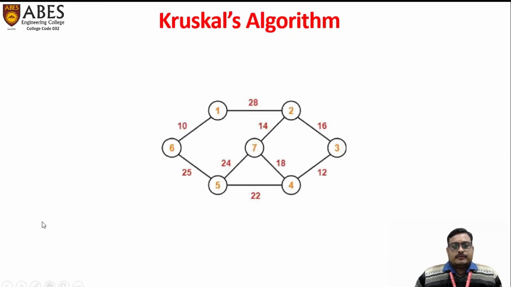Before going into the details, let us first know the steps to perform this. Step one is we'll sort all the edges of this graph in non-decreasing order of their weight. So we'll sort the edges on the basis of their weights. These are the edges in increasing order of their weights.